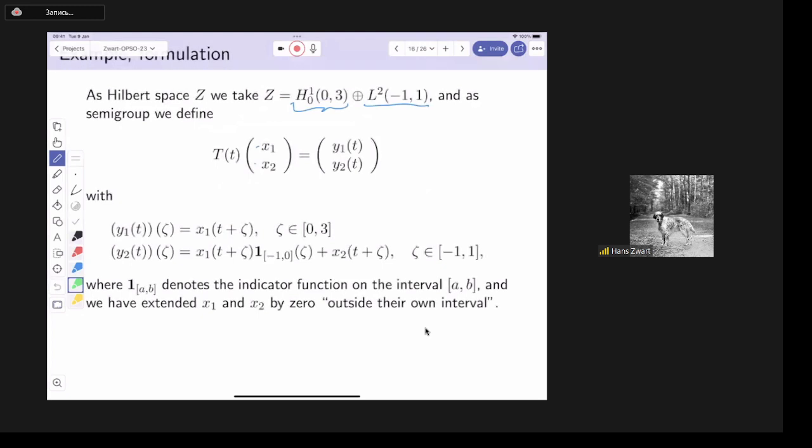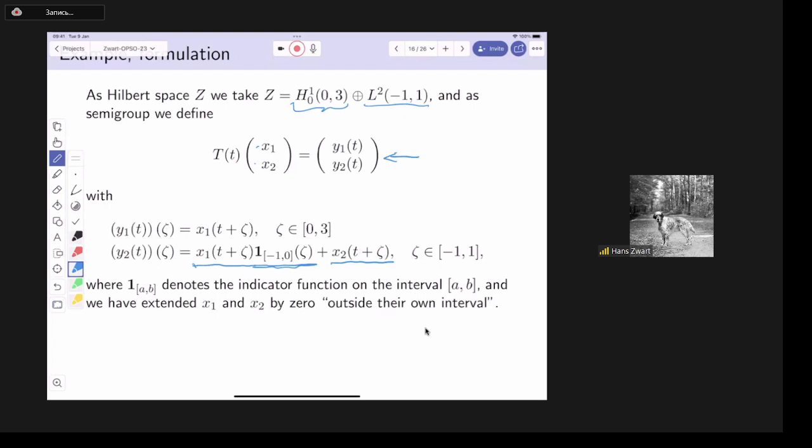So now I go back, so you see here, I've tried now to do it. You see that the y1 is nothing else than the shifted x1. So at the top level I just have my shift. And at the y2, the second component, is the shift of the second component, and on the interval minus 1, 0, I add basically what came out of the first one. This bold one is just the indicator function of the interval, and I did not want to write all the indicator functions down, so you just have x1 of t plus psi. If t plus psi does not lie in 0, 3, then it's 0. So this is the idea.